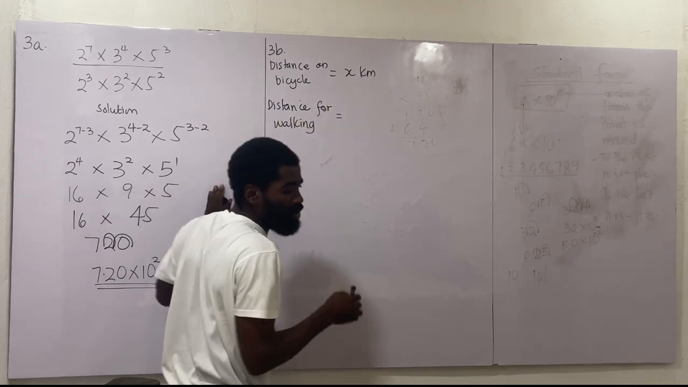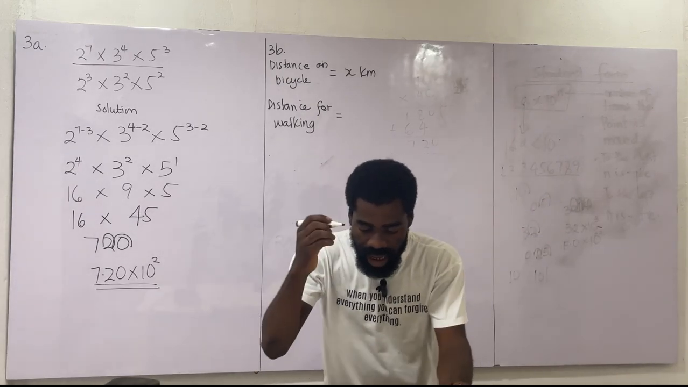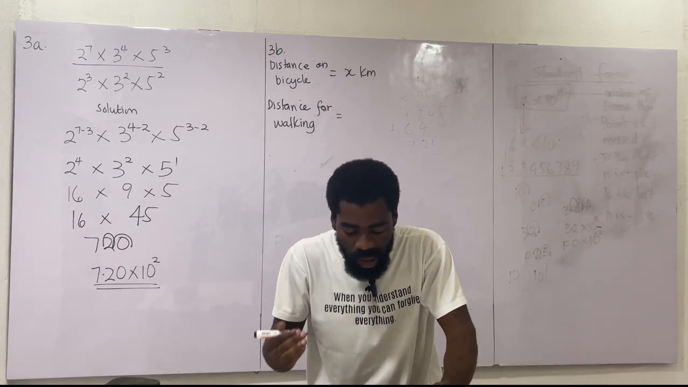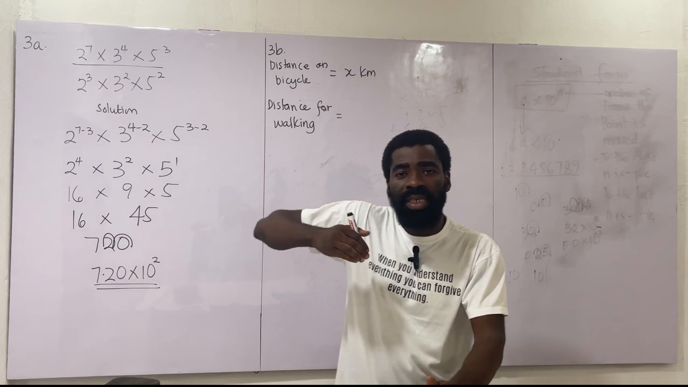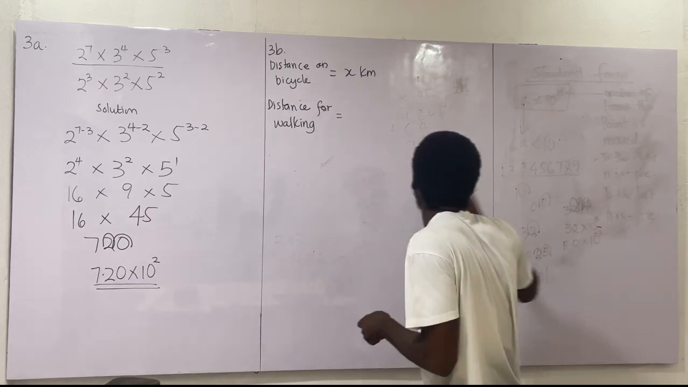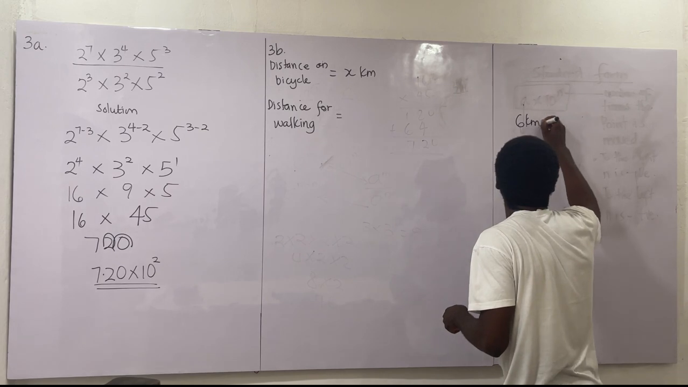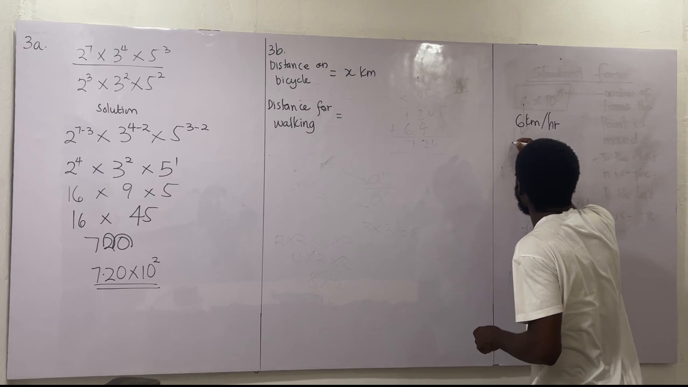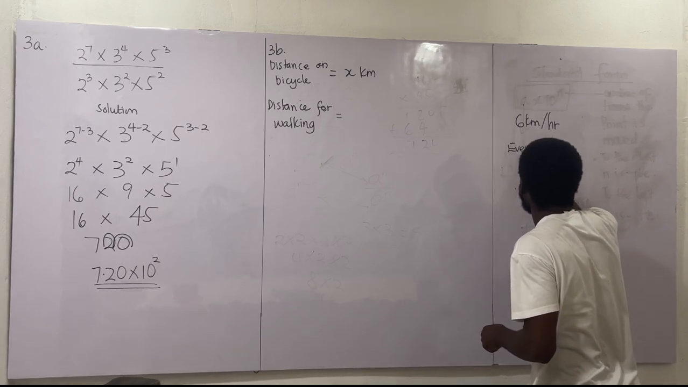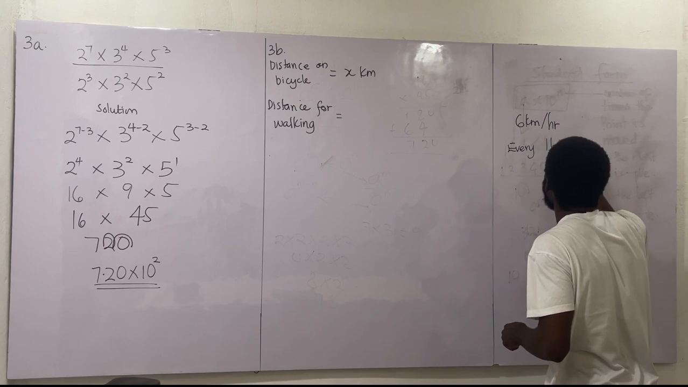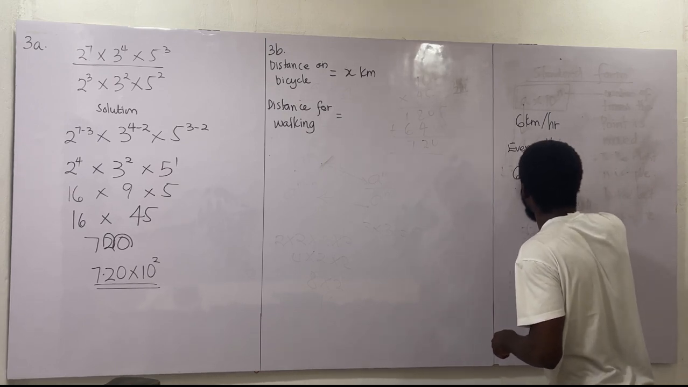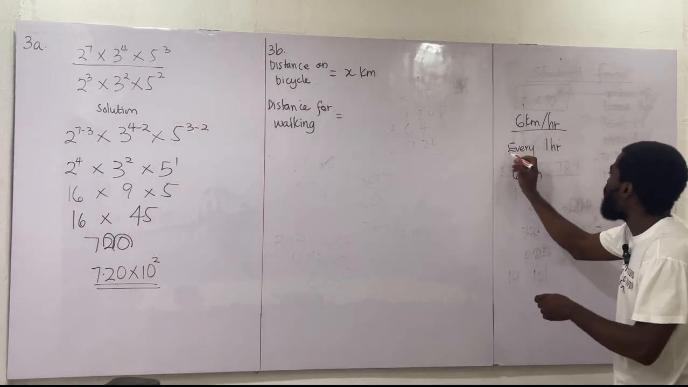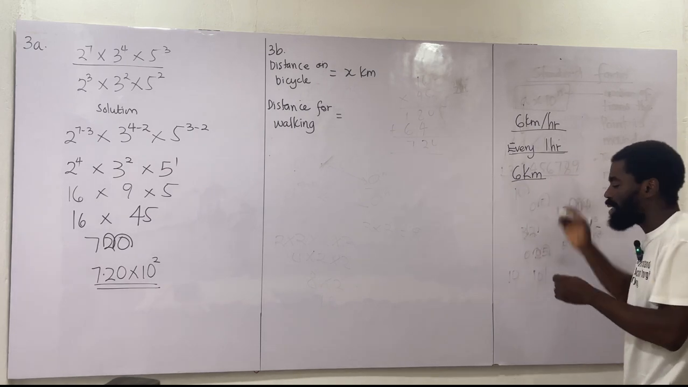Distance for walking. And this we have to be very careful when we're writing this. Let's go again. And what for another half hour at a rate of 6 kilometers per hour. If we say a rate of 6 kilometers per hour, what that means is that for every 1 hour, Kwame walked for 6 kilometers. That's the meaning of this. 6 kilometers per hour means for every 1 hour, Kwame walked 6 kilometers.